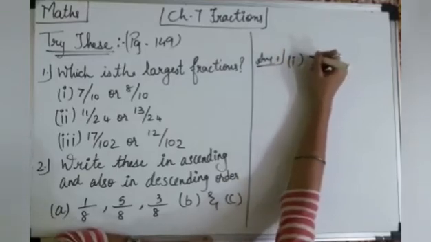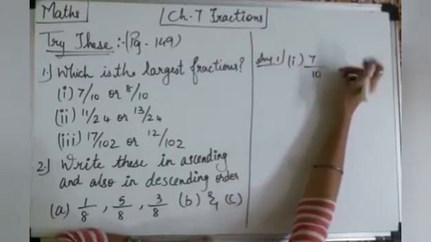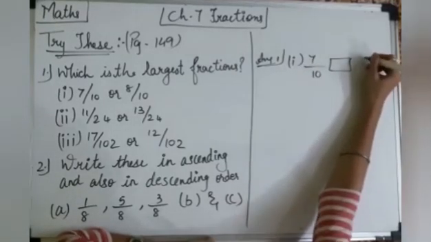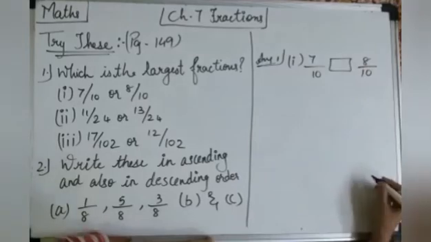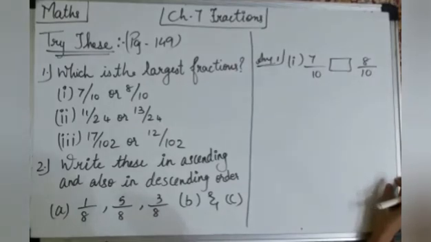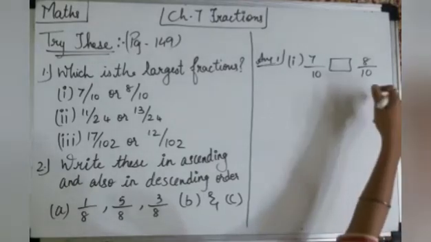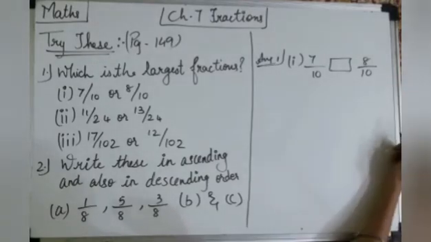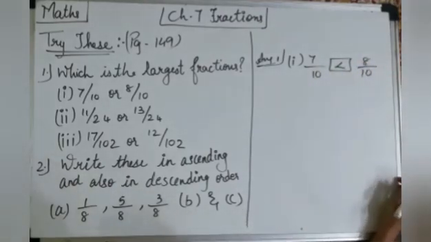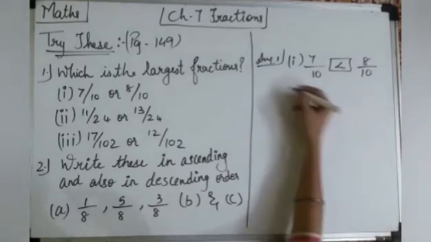First, 7 upon 10, and you'll put the box for comparing, and 8 upon 10. As I told you, the denominators are the same, so it is very easy to find out which is the largest fraction, right? 8 is greater than 7. So this one is the greater one. So we got 8 upon 10 is the largest fraction.